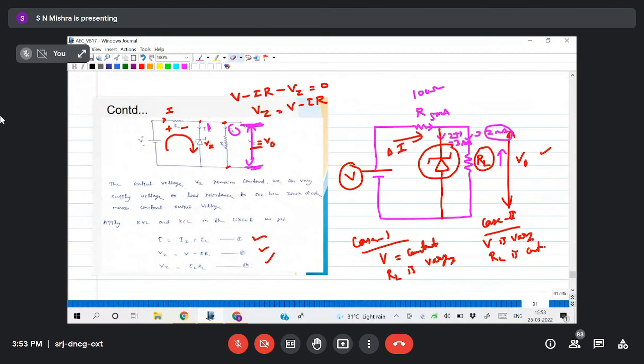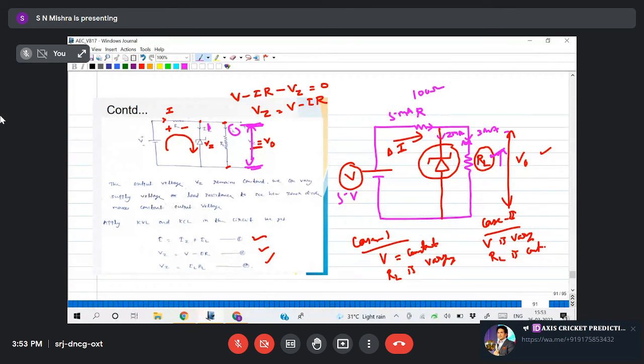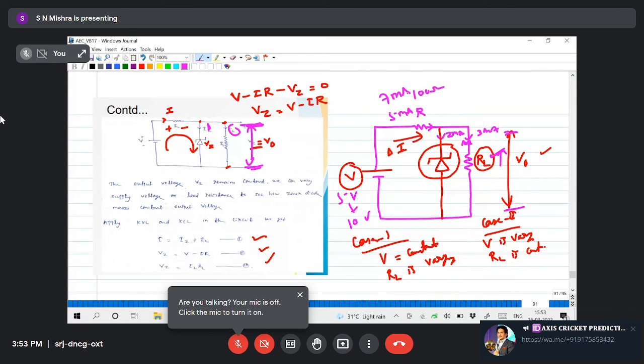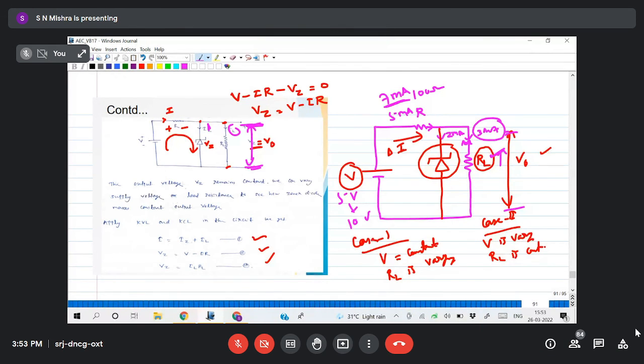So see here, suppose initially I take 5 volt and maybe 5 milliampere current is flowing, with 2 milliampere here and 3 milliampere here. This RL is fixed, so I get some voltage here. Now when I increase 5 to 10 volt, let us assume 7 milliampere current is flowing, so that extra 2 milliampere current will not flow to the load, it will flow across the Zener.